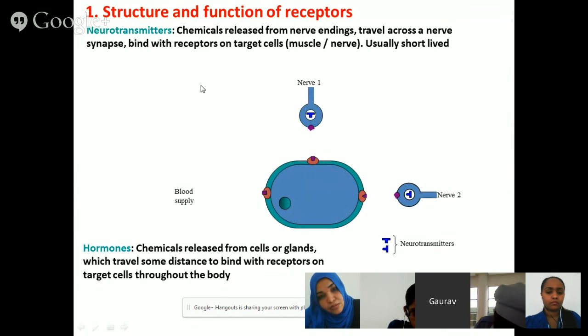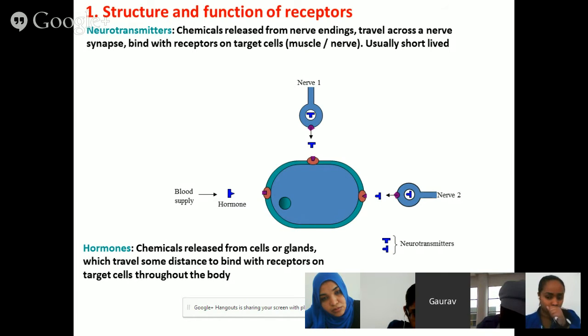There are two types of chemical messengers. First, neurotransmitters, chemical messengers which are released from a nerve. Second, hormones, chemicals which are released from glands or from cells. So there are two types of chemical messengers.